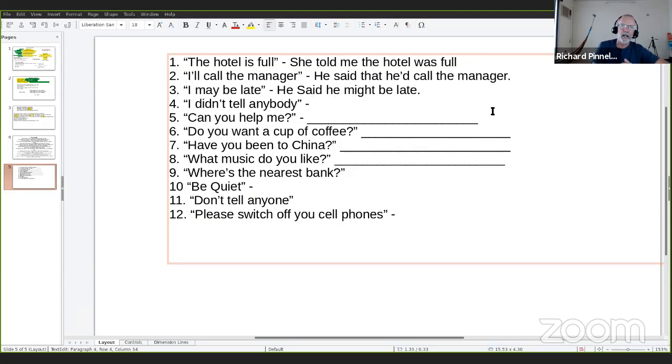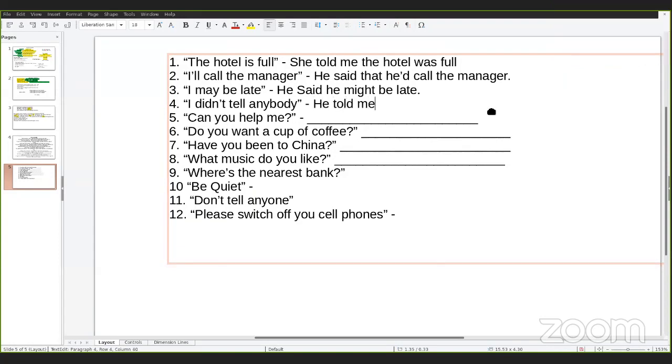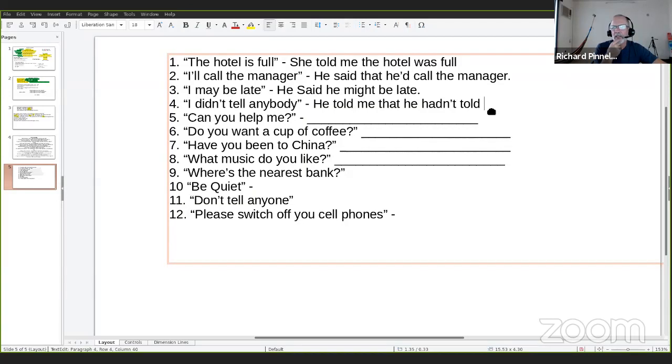I didn't tell anybody this time. We better put it with he. He told me that he hadn't told anybody. Told or tell? Told, because here we need to use the past participle. He told me that he hadn't told anybody. Good.